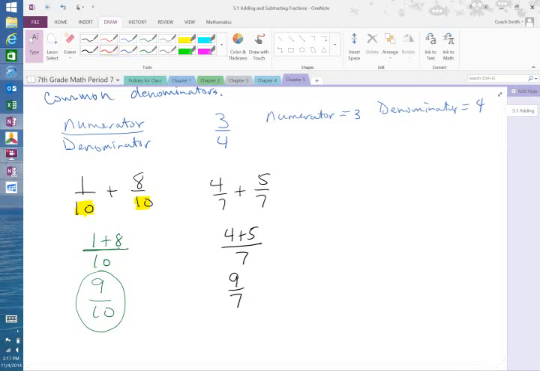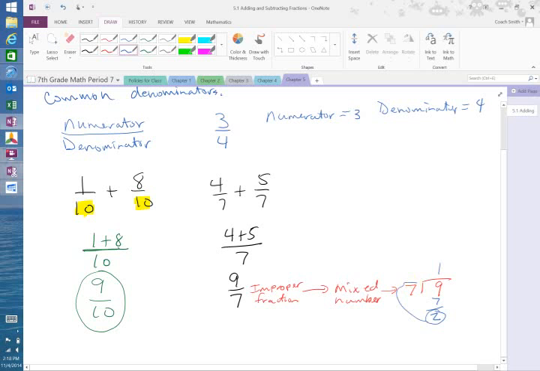Now, 9/7 is an improper fraction that I must convert to a mixed number. And to do that, we simply take 7 and divide it into 9. 7 goes into 9 one time, 1 times 7 is 7, remainder 2. Take that 2 and put it over the 7. So we have 1 and 2/7. And that is your answer.